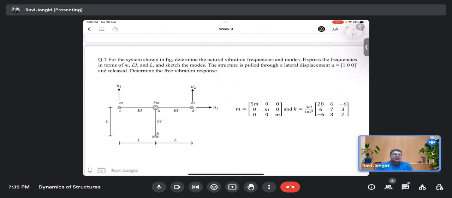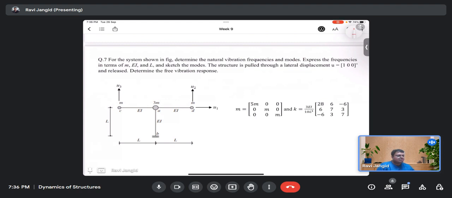So we will have the next problem. This is the final problem actually, because the last problem won't happen, and that is the same kind of problem as in your assignment. So you can do it, because it is the same as what we have discussed. For the system shown in the figure, we need to find the natural frequency and the mode shape, express the frequency in terms of EI by mh cube, and sketch the mode shape.